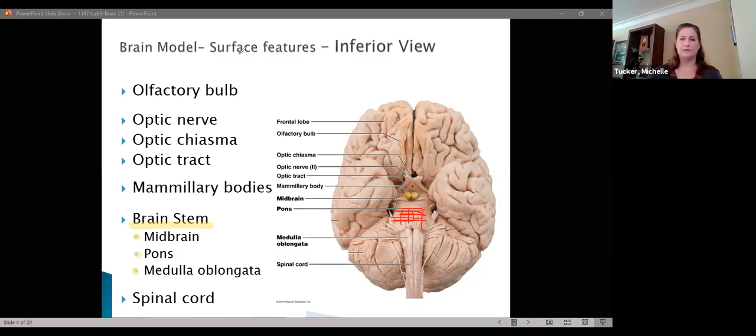If you go just above the pons, then you'll have the midbrain. So it's about an inch above. If you go below the pons, then you're going to have the medulla oblongata. And so the medulla oblongata is going to regulate your autonomic nervous system, and it is continuous with the spinal cord.